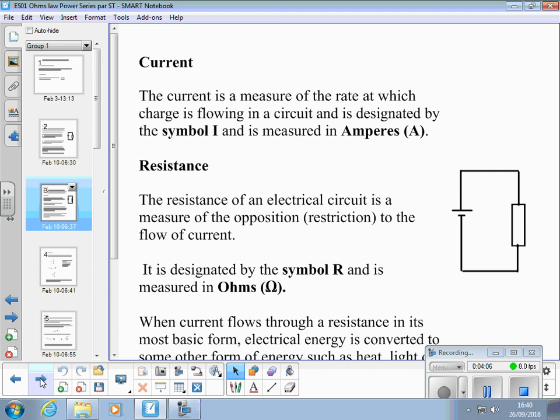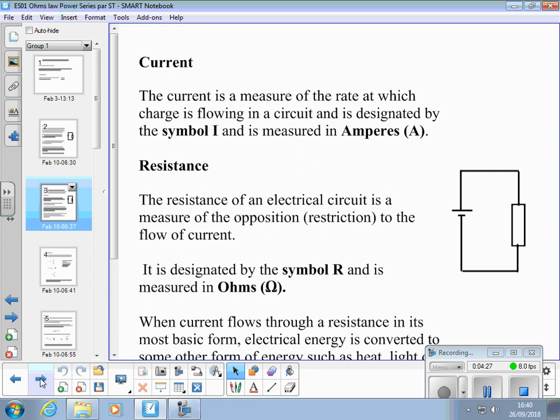Resistance. The resistance of an electrical circuit, and a little bit later on in the module you're going to learn about impedance, which is AC resistance. It's a measure of the opposition or restriction to the flow of current, designated by the symbol R, and is measured in ohms.